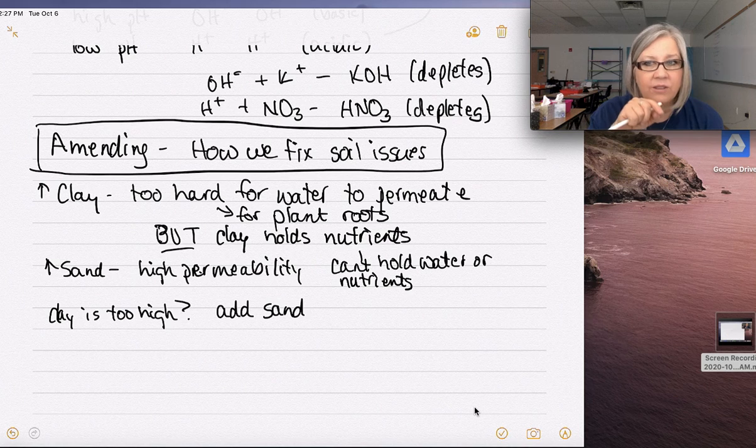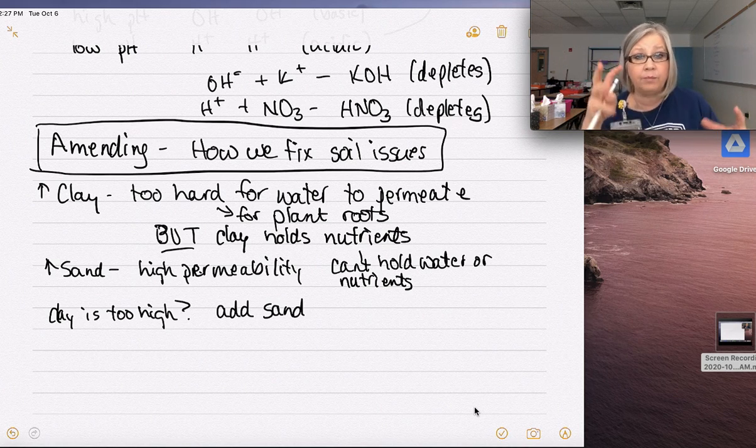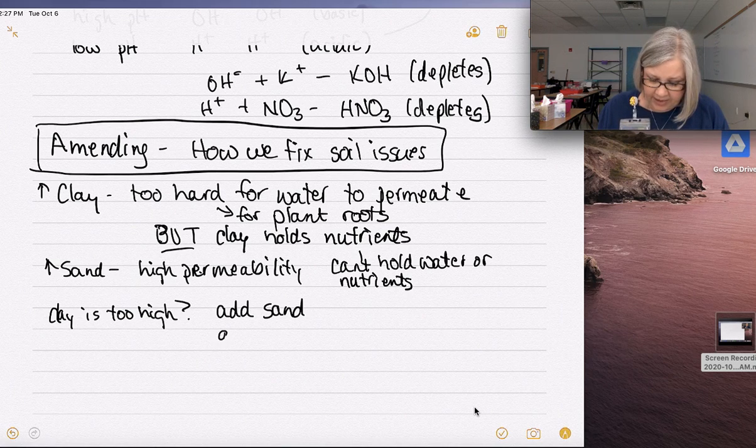So it's not always the best answer. There is something else that you could add that would really help to loosen up the clay. So that's the whole goal. And that is you could add humus.